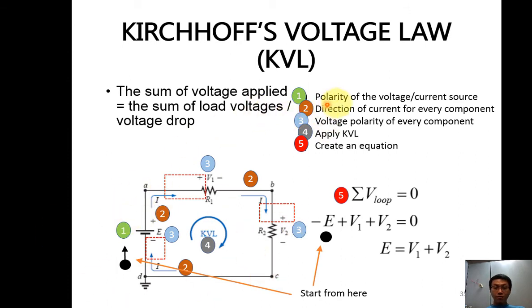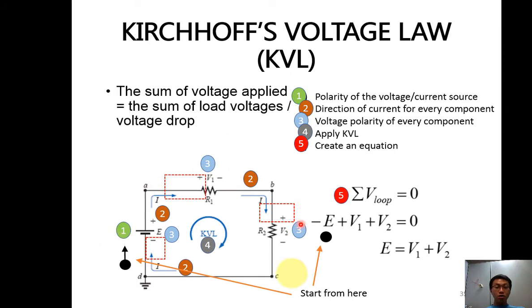First, I need to know the polarity of the voltage or current source. Second, I need to know the direction of the current for every component. Third, I need to know the voltage polarity of every component. Then I can apply the Kirchhoff voltage law and create an equation. So first, I need to know where is my voltage or current source polarity. This is my battery. So the long one must be positive, short one must be negative.